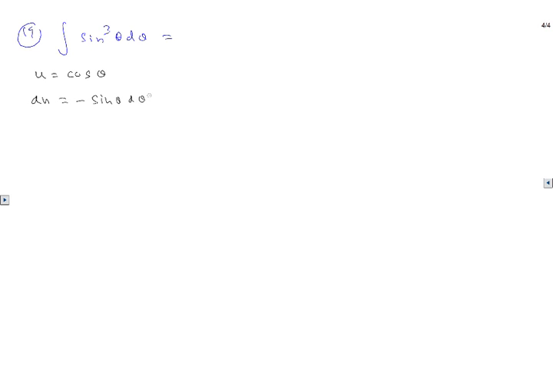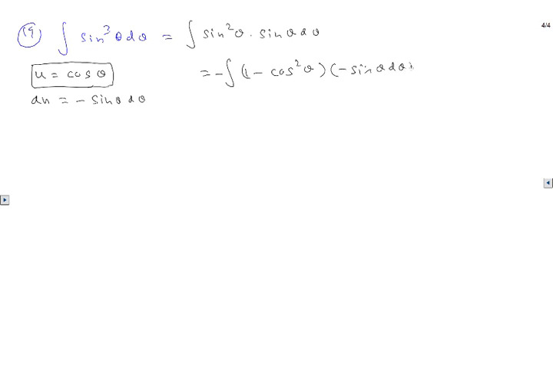You need to isolate one of the sine terms for that, and write the rest of the terms using cosine. So you isolate one sine and write the rest using cosine. That means we can write this as sine squared theta, and then isolate one sine theta for the derivative. We can write the first function as 1 minus cosine squared theta from the trigonometric identity, and also put a negative sign here, to get negative sine theta d theta. That's the kind of trick we can do.